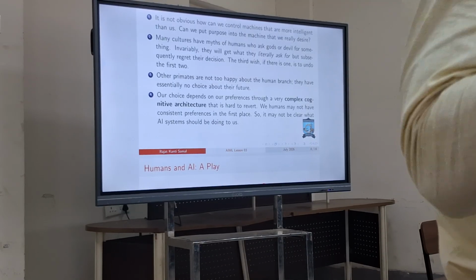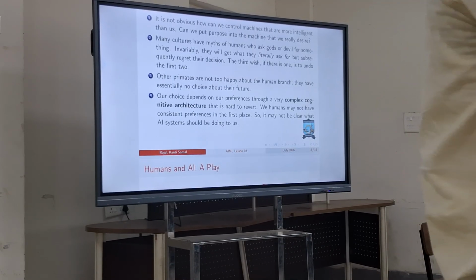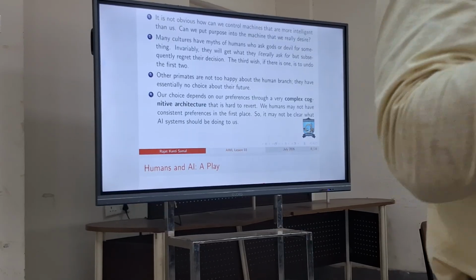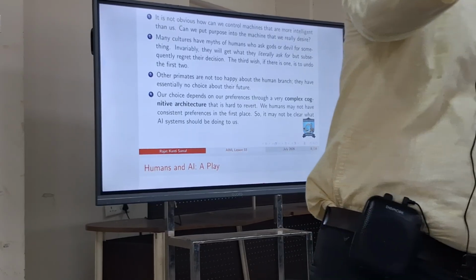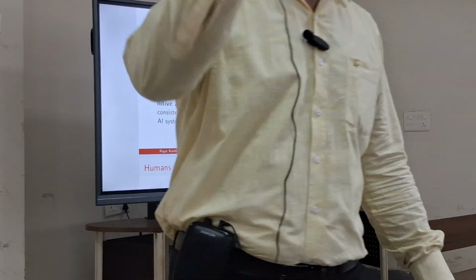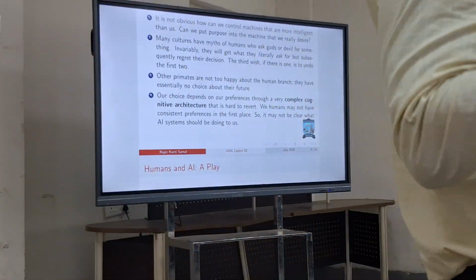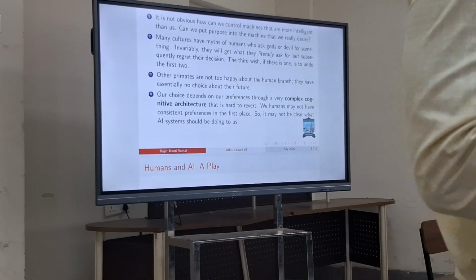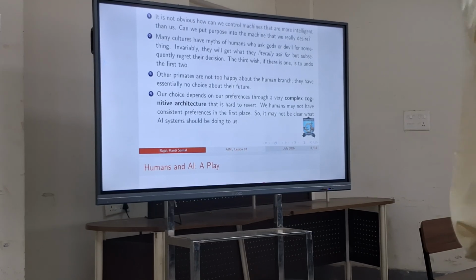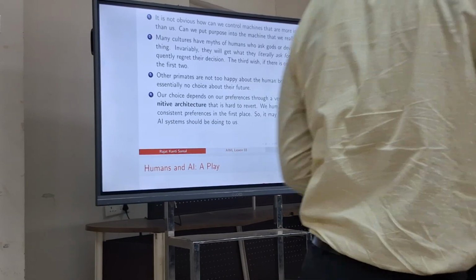Okay, so I'll go through it to show that this is a very futuristic play. I don't know how many of you have read it. But now you see this in the context of AI. It's a nice one.